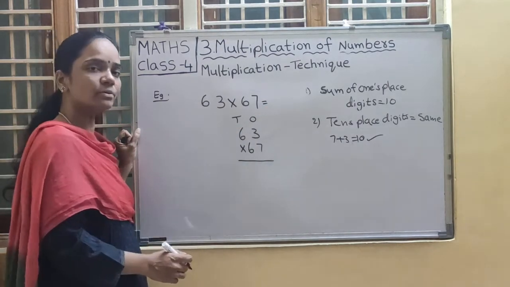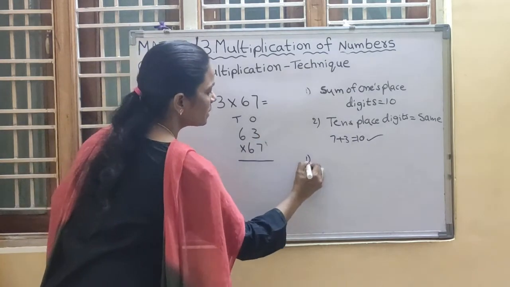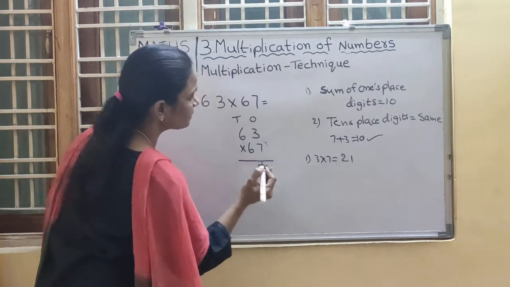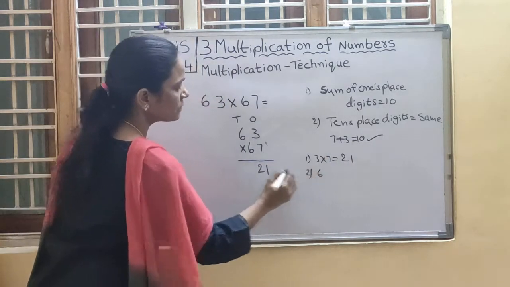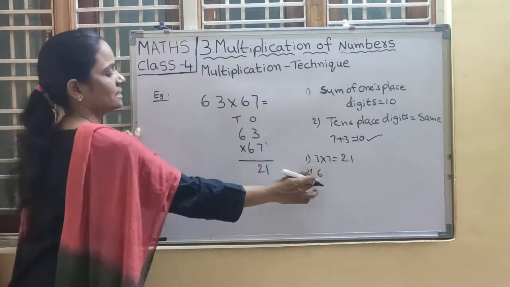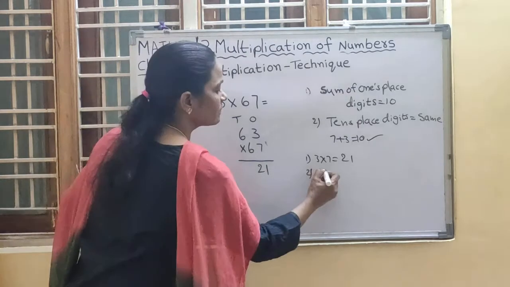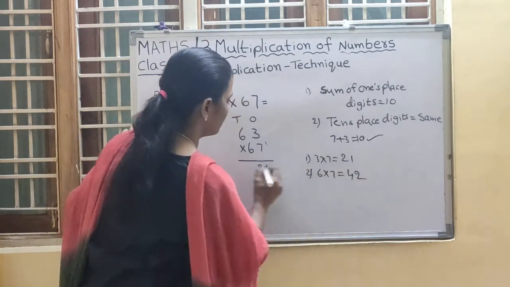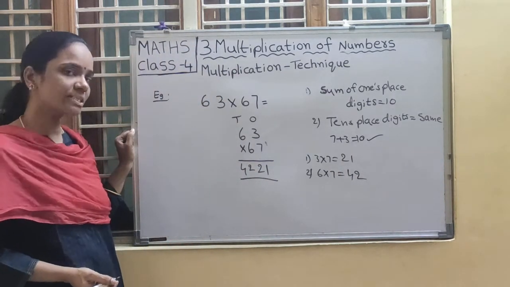So first, what do we have to do? We take multiplication. 3 into 7. 3 7s are 21. So write 21. Then 6, the same digit here. 6 after number, what number do you get? 7. So 6 into 7. 6 7s are how much? 42. So write down 42. This is the answer. Very simple, children, using the technique.